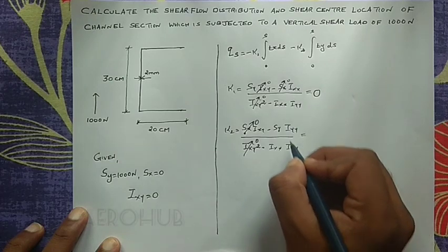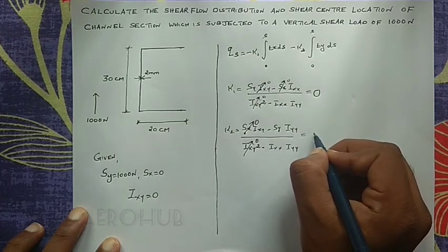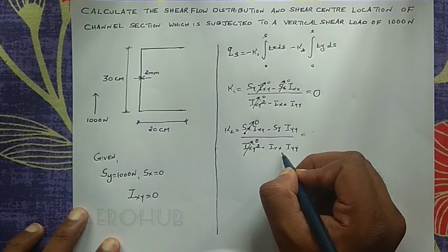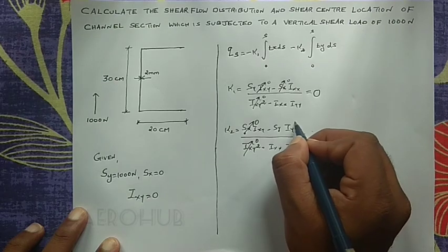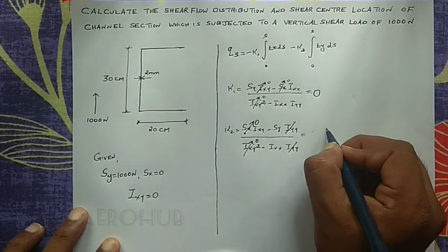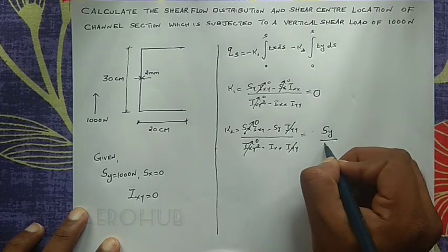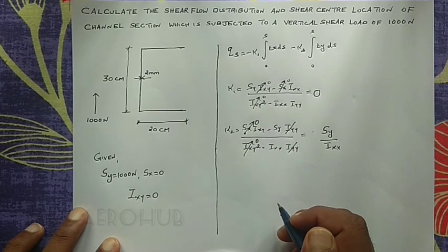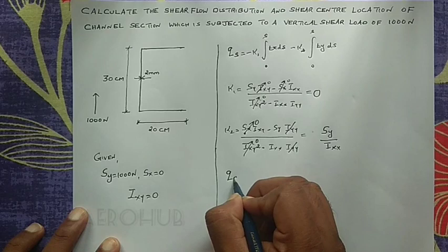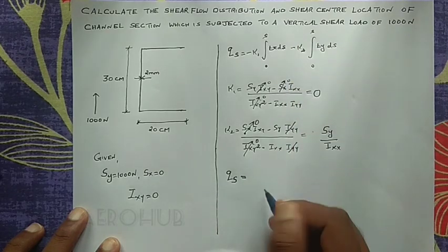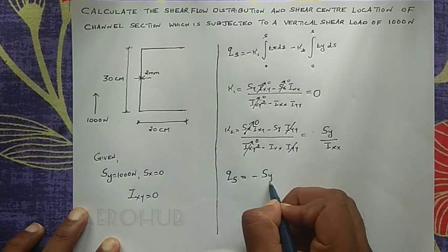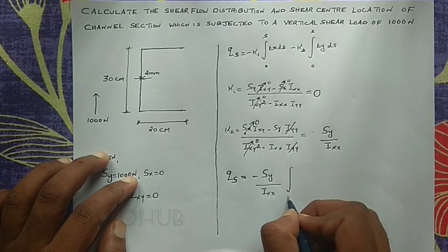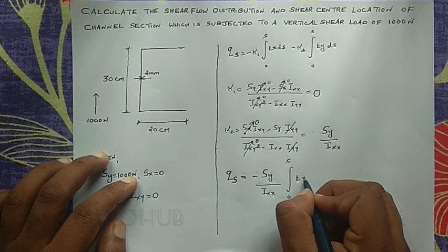Now we will be having minus Sy Iyy divided by minus of Ixx Iyy. I can cut both Iyy from numerator and denominator. Finally you will be getting Sy by Ixx. So k2 is equal to Sy by Ixx and k1 is equal to 0. So finally I can write the value of shear flow qs is equal to minus of k2, so it will be minus Sy divided by Ixx integral 0 to s ty ds.